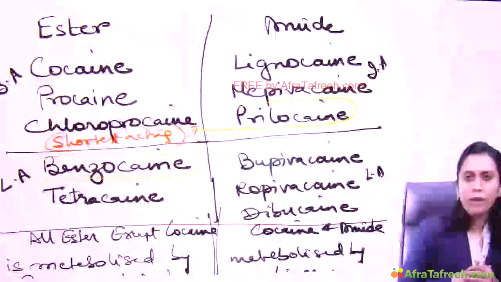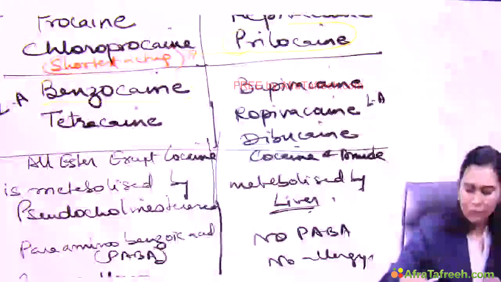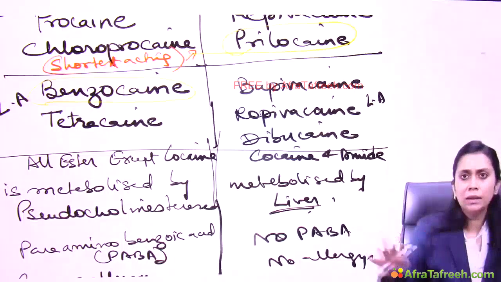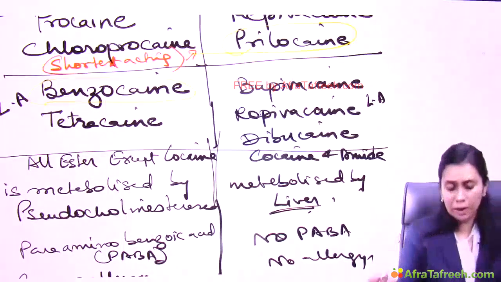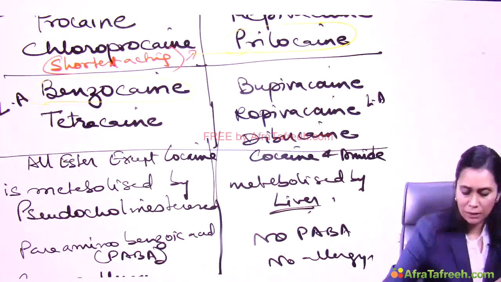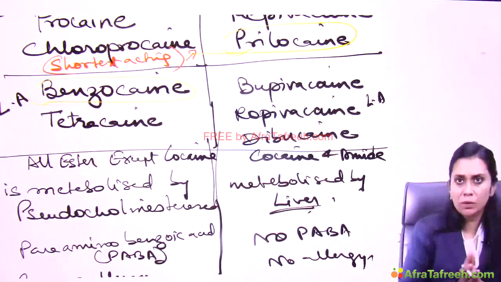What is the next drug in the chart? In the chart, the next drug is our mepivacaine, intermediate acting amide, hepatic metabolism, no allergy, nothing else. Never seen a single-liner question on mepivacaine. Prilocaine, intermediate acting, metabolized by liver, amide, no allergy, methemoglobinemia, nothing else. Okay, extra point, methemoglobinemia is associated with it.